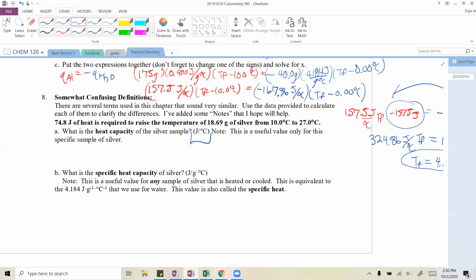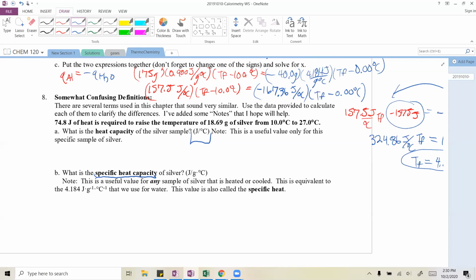There's a different term that they also introduced, which is the specific heat capacity of silver, and that's joules per gram degree Celsius. This one's useful because it is used for any sample of silver, as long as we know the mass. Sometimes the specific heat gets used back and forth between these. What we really want to be thinking about is that heat capacity is for a specific sample. Specific heat or specific heat capacity is for that material.